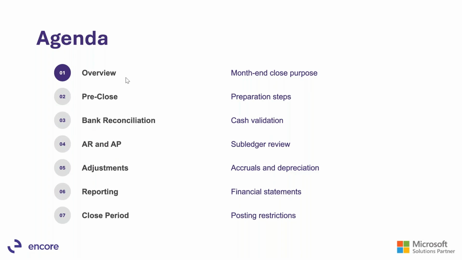And today's agenda will be the overview. This is going to be the agenda overview: the purpose of month-end close, preparation steps for the closing, doing cash validation using bank reconciliation in Business Central, subledger balancing with the AR and AP and inventory general ledger accounts, and with the subledgers, creating accruals, doing monthly accruals, running depreciation and prepaids for the month end, printing financial reports, and also posting any restrictions if you have any.